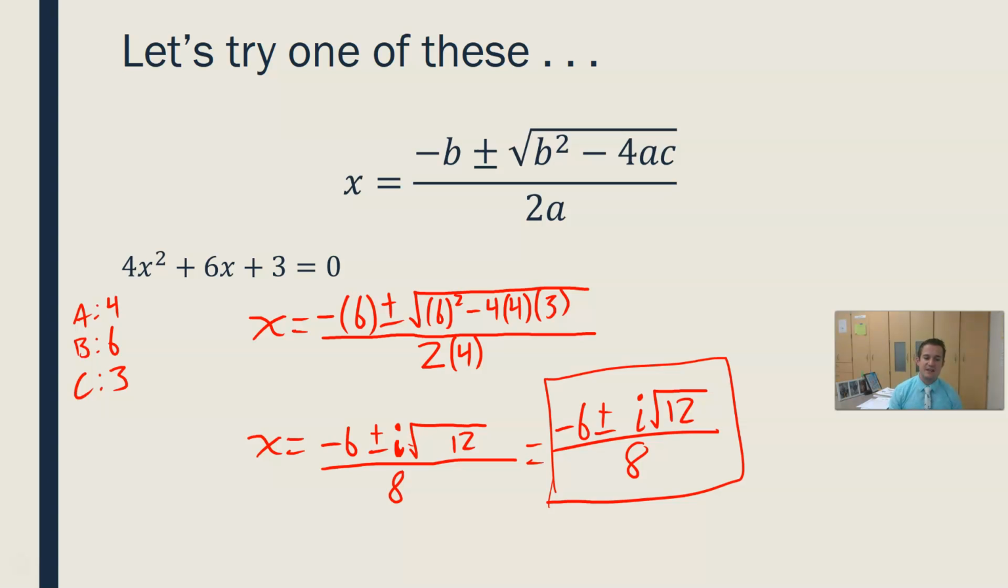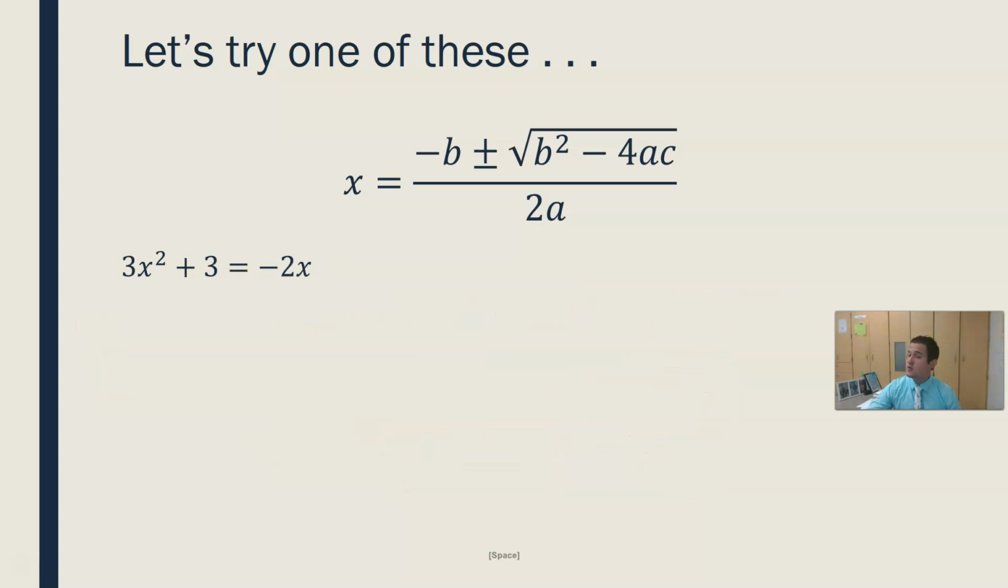I would have negative 6 plus i times the square root of 12 divided by 8, and negative 6 minus i times the square root of 12 divided by 8. That's as far as I need you to go. I could technically simplify this a little bit more. If you're interested in knowing how to do that, come talk to me. I will show you how you can further simplify this. But this is as far as I'm going to require you to go. Negative 6 plus or minus i times the square root of 12 all over 8. Okay? Let's do another example.